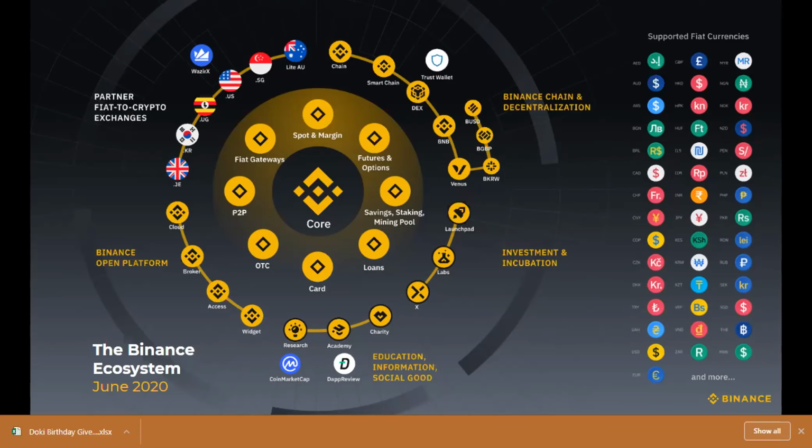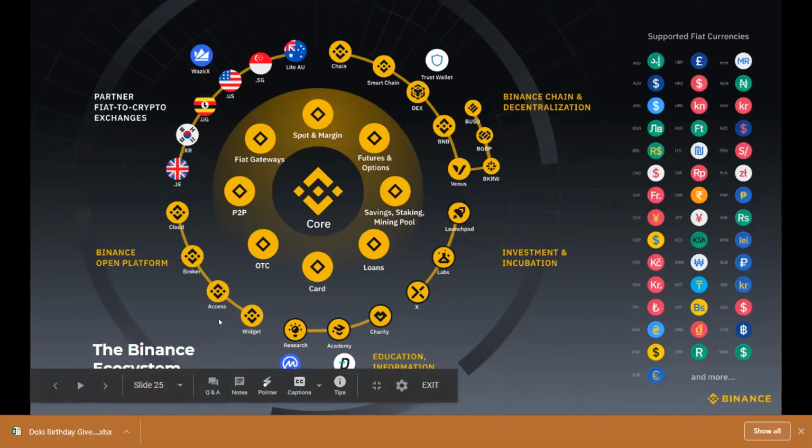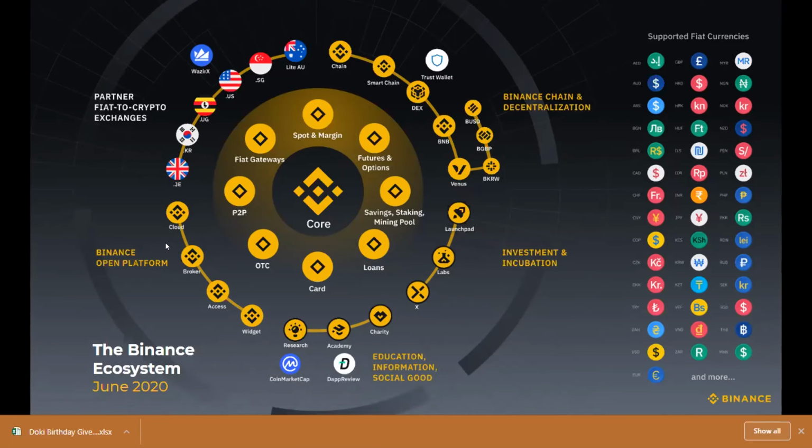In fact, the place where you want to trade your thoughts is one of Binance's decentralized exchanges. So this is the Binance ecosystem. Binance has an academy, a research area. There are lots of things that Binance does apart from the exchange. It's also a blockchain.